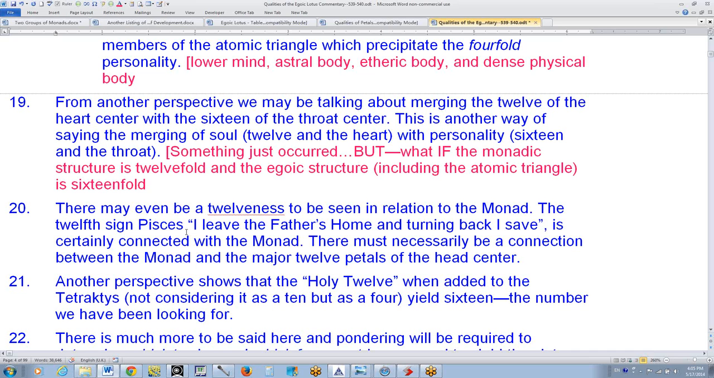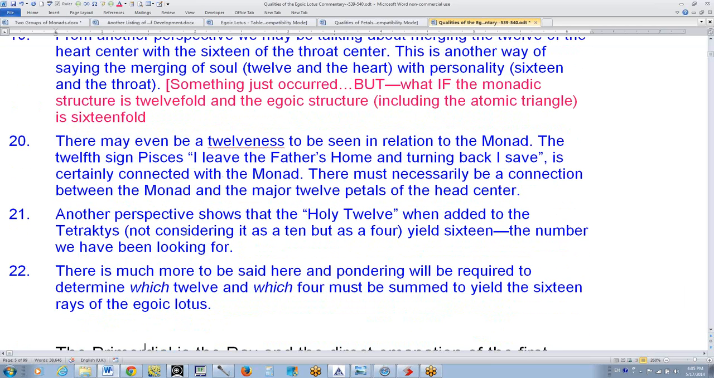So the holy 12 and the 4 together, 16, which is the number of the egoic lotus. Yes, there's more to be said here, and our pondering will be required to determine which 12 and which 4 must be summed to yield the 16 rays of the egoic lotus.